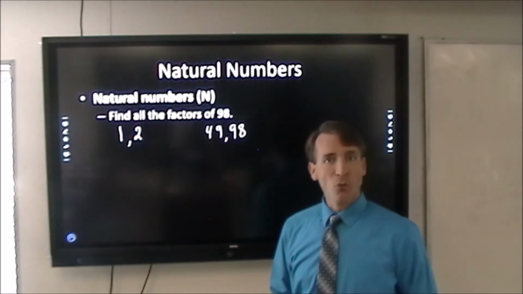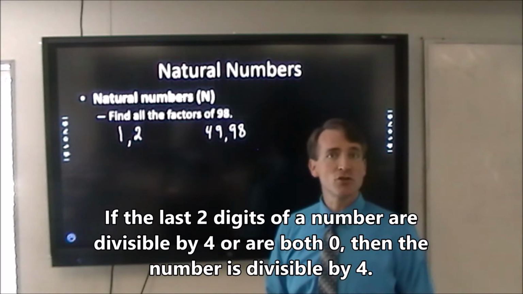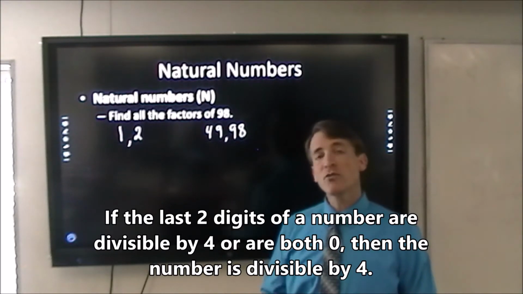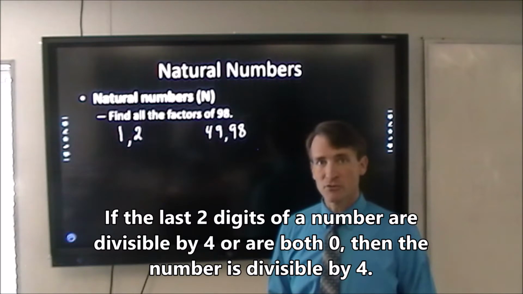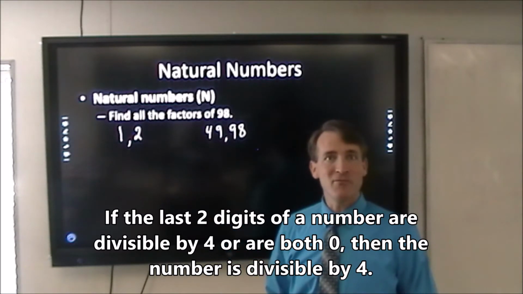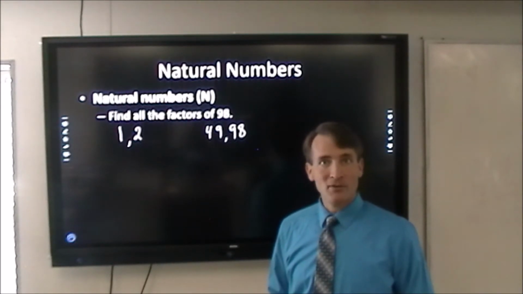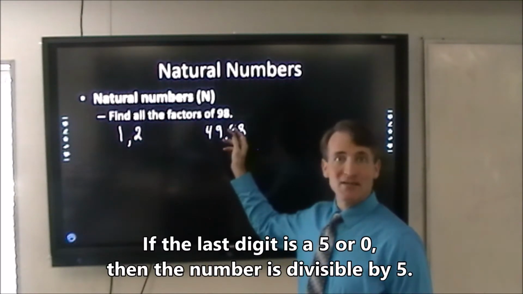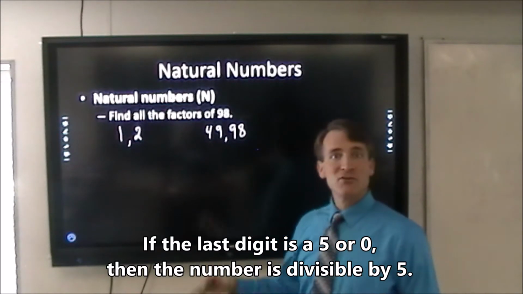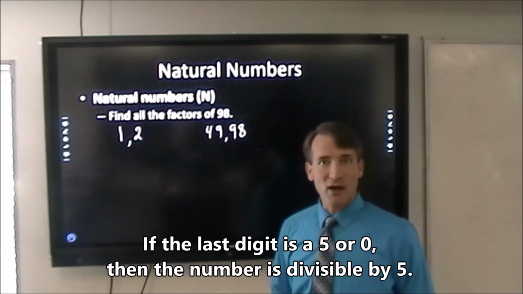The trick for 4: if a number is divisible by 4, then the last 2 digits should be divisible by 4, or the last 2 digits are zeros. In this particular case, I would just have to try 98 divided by 4. It doesn't come out evenly. The trick for 5, most people already know: the last digit has to end in a 5 or a 0. So obviously 98 is not a multiple of 5.